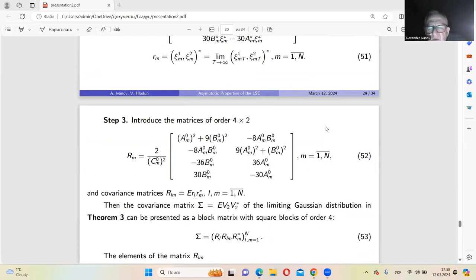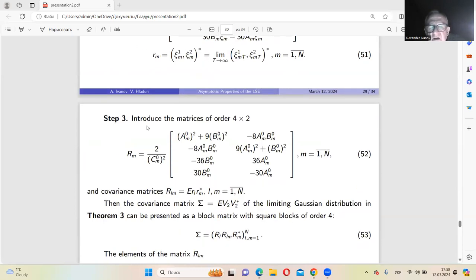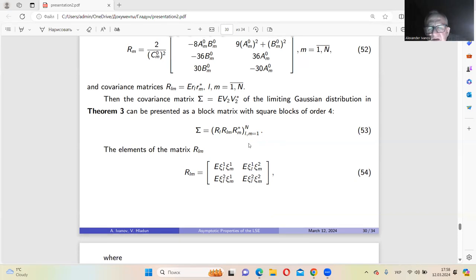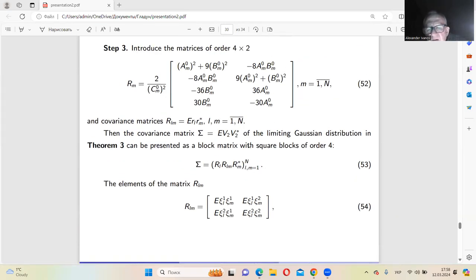I only explain what is the form of the limiting covariance matrix. The limiting covariance matrix is a matrix with square blocks of 4 by 4. The matrices R_AL and R_M transposed are of this kind.